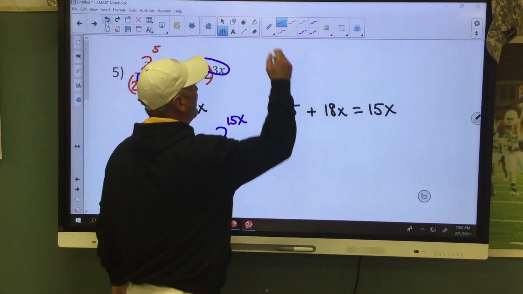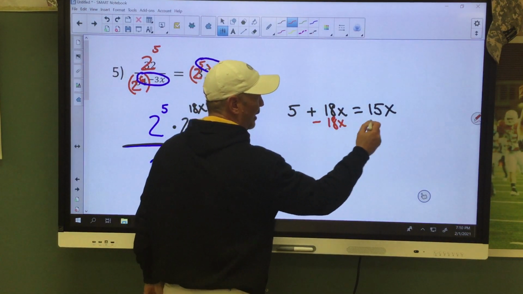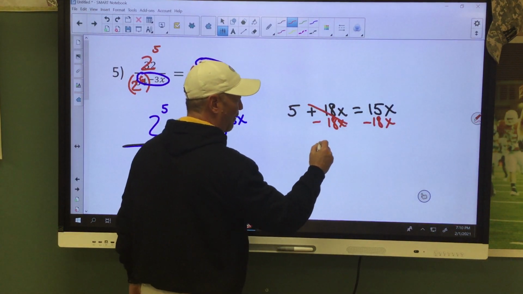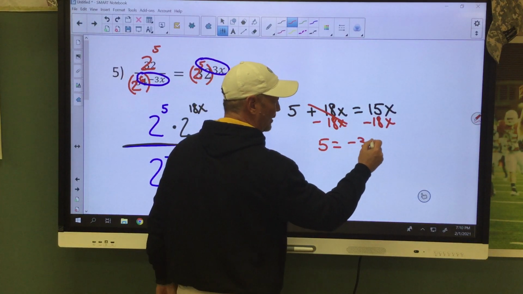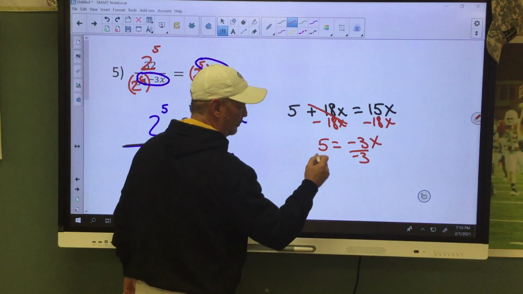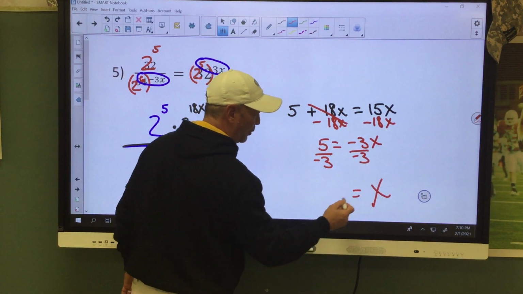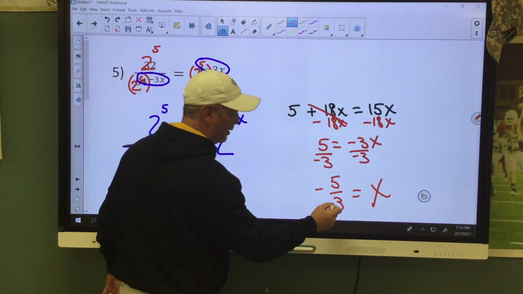We're going to go minus 18x, minus 18x. 5 equals a negative 3x. We divide by negative 3. And we're going to find out that x equals a negative 5 over 3.